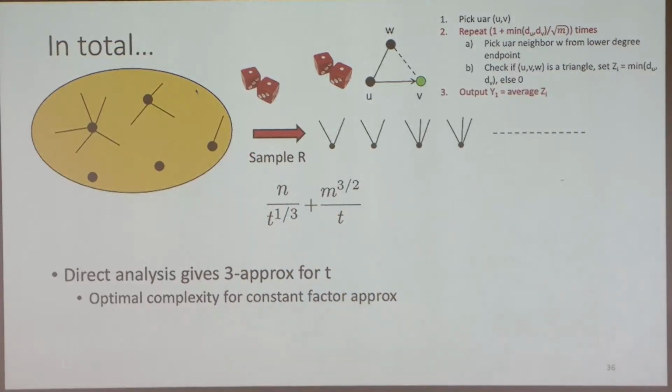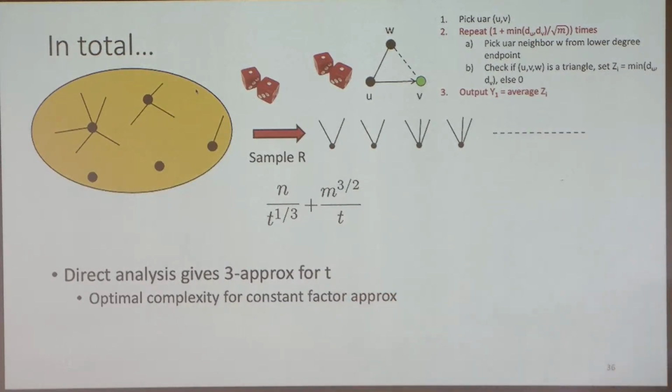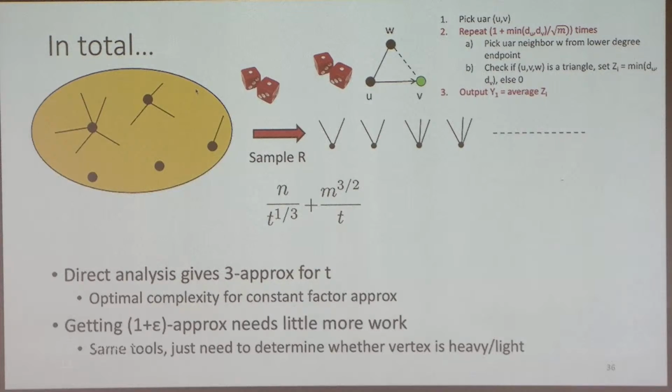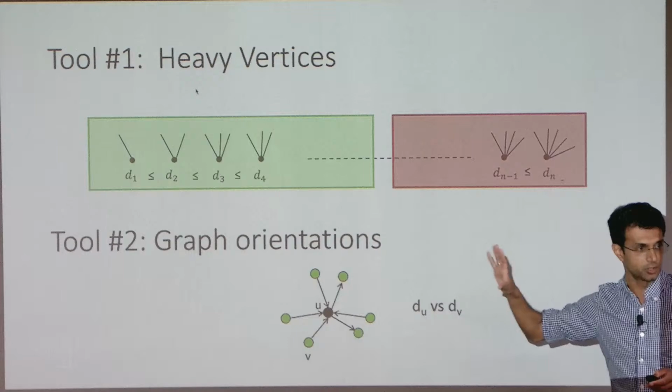This analysis is a little bit harder, and if you directly do it, you get a 3 approximation for the triangle count. You have to do some additional work to get a 1 plus epsilon approximation, but not that much more. It's basically just using these tools in some combination or the other. And so, in totality, there are these 4 techniques that I showed. Just want to go over them.